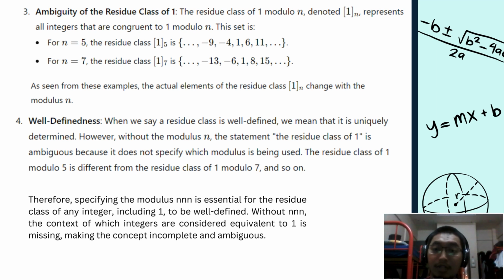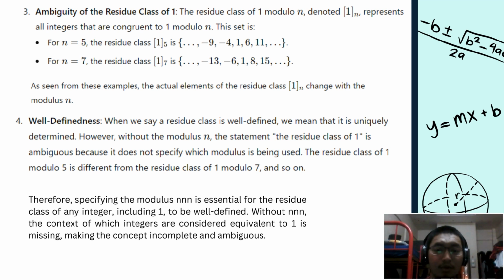For n equal to 7, the residue class of 1 modulo 7 is negative 13, negative 6, 1, 8, and 15, and so on. As seen from this example, the actual elements of the residue class of 1 modulo n change with the modulus n. When we say a residue class is well defined, we mean that it is uniquely determined.